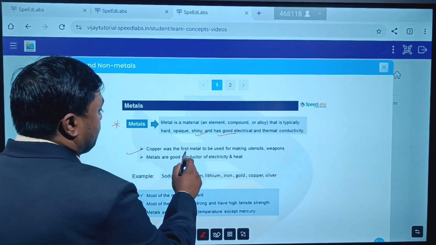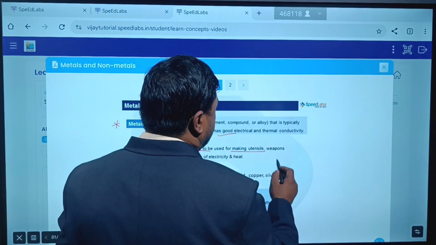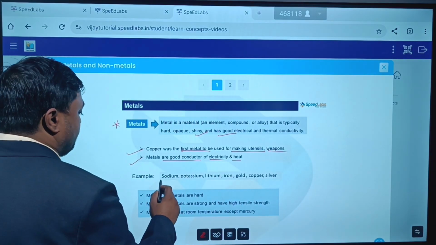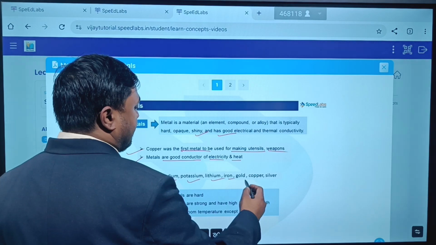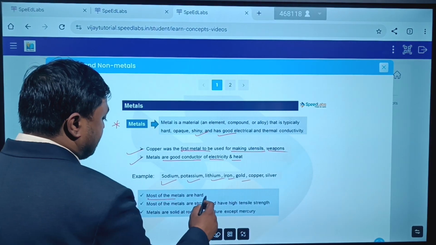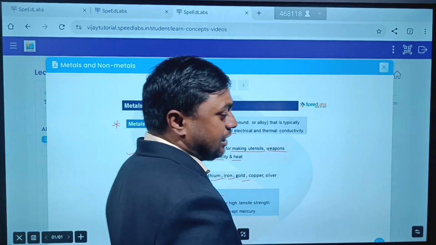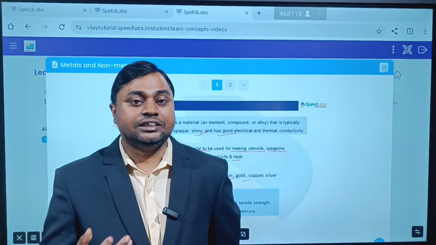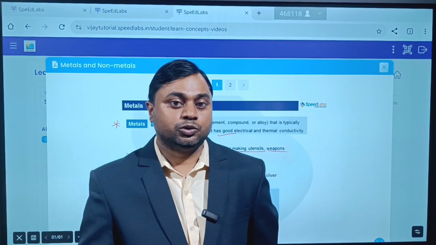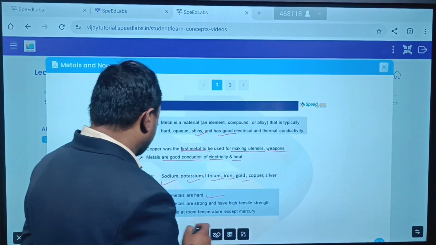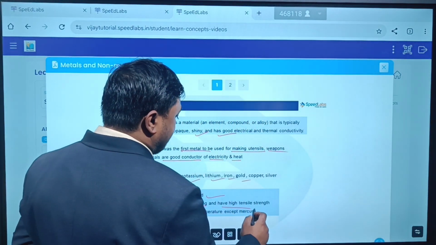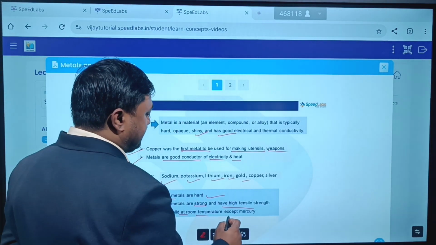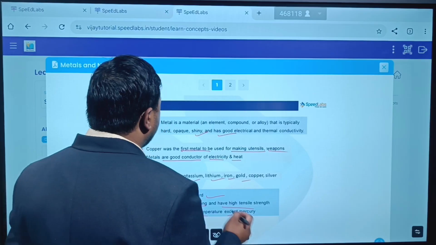Next, copper was the first metal to be used for making utensils and weapons. Metals are generally good conductors of electricity and heat, for example sodium, potassium, lithium, iron, gold. Most metals are generally hard, but there are some metals which are soft and can be cut with a knife, like cesium, lithium, sodium. Most metals are strong and have high tensile strength. Metals are generally solid at room temperature except mercury.